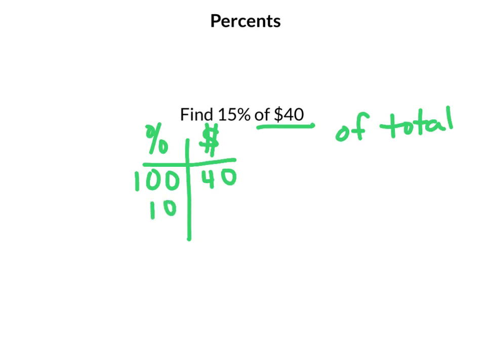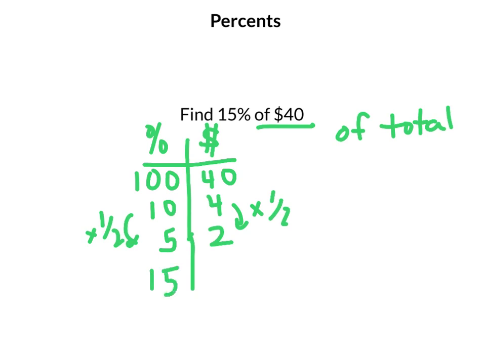I want 10%. Well, 10% would be 4, just like we just practiced. And now 5%. 5% is half of 10. So I want to find half of 4, and half of 4 is 2. And now for 15%, I can go in and add these two groups, because 5 plus 10% is 15%, and 4 plus 2 is 6. So I know that 15% of 40 is going to be $6. Remember, I always write the dollar sign first, so it'd be $6.